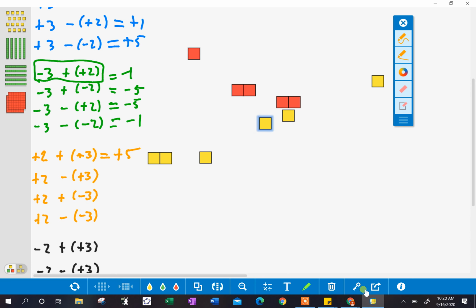Now, let's see. This one here, it says start with 2 positives and take away 3 positives. Well, I can't take away 3 positives because I don't actually have 3 positives. So what's the opposite of taking away 3 positives? How about adding 3 negatives? 1, 2, 3. And when I do that, remember, positive and negative add to 0. I'm left with 1 negative at the end.